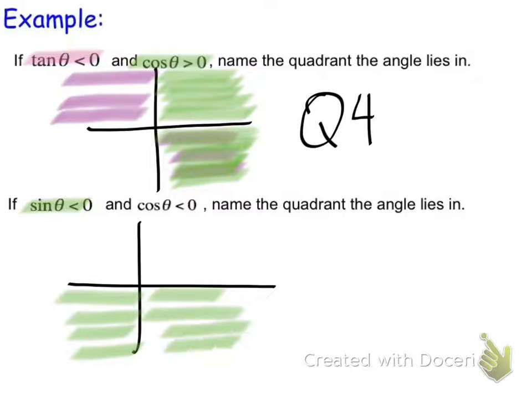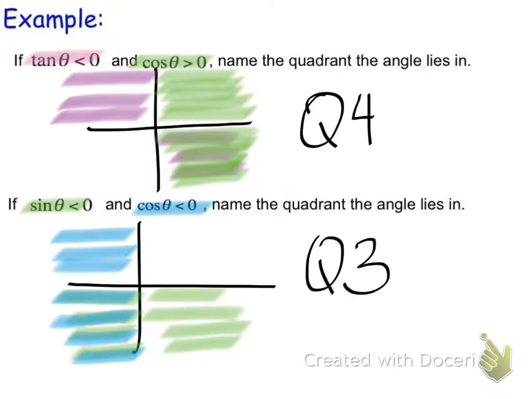Let's do it again for the second one. Now sine is less than 0. If sine is less than 0, that means y is less than 0, so that's quadrants 3 and 4. If cosine is less than 0, that means x is less than 0. That's quadrants 2 and 3. And I see where they're shaded, it's in quadrant 3. So you don't have to shade, but you definitely have to think about where things are positive, where things are negative.